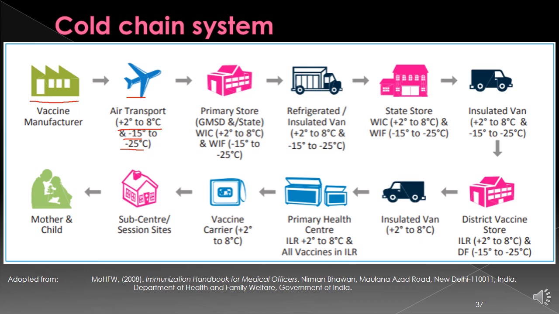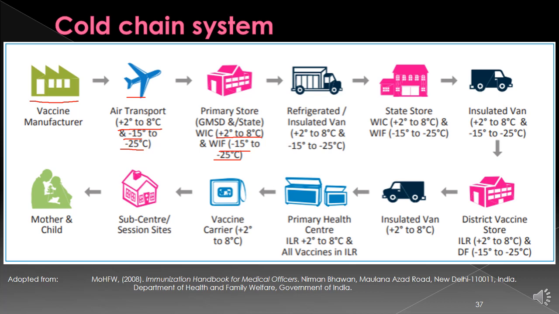So the vaccine has been manufactured. It has now been airlifted or transported via air. It has now come to Kenya, for instance. And now we have the national stores, the central stores. Here again, the temperature must be maintained at between 2 and 8 degrees Celsius. And for those that are not freeze sensitive, it can be frozen at -15 to -25 degrees Celsius.